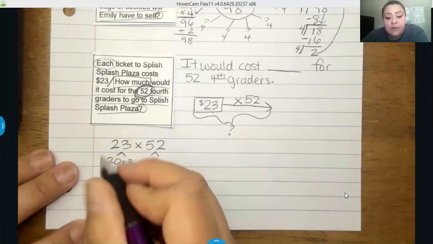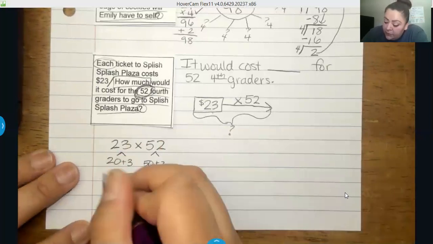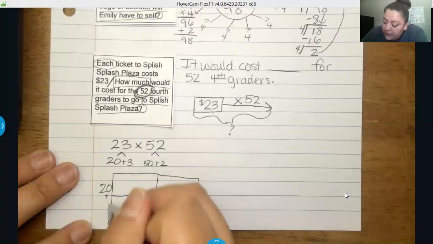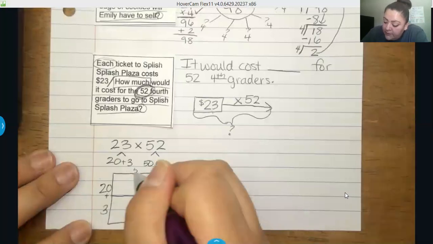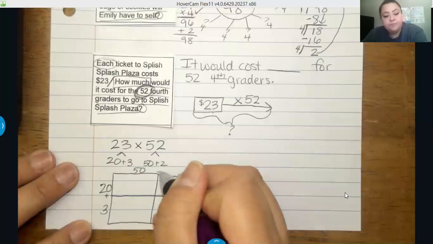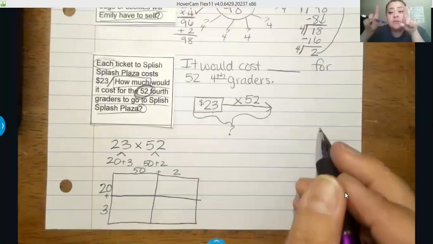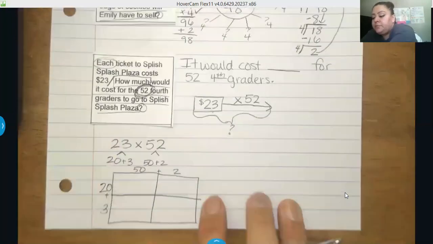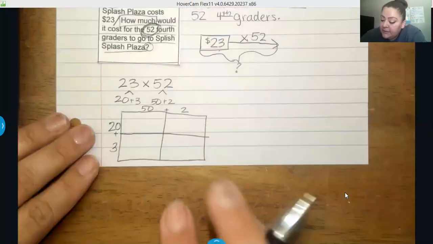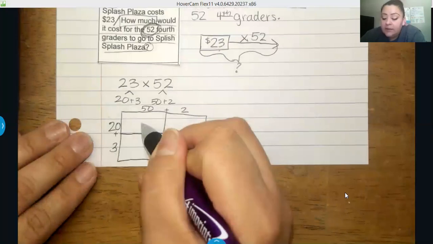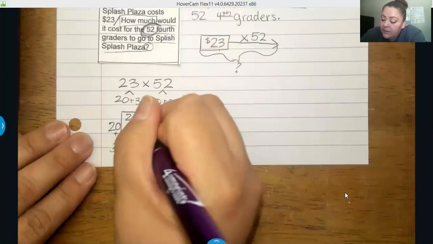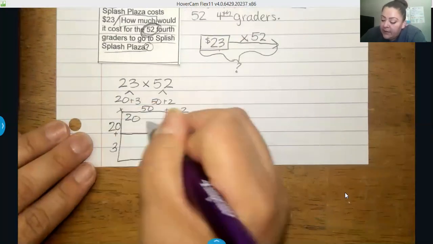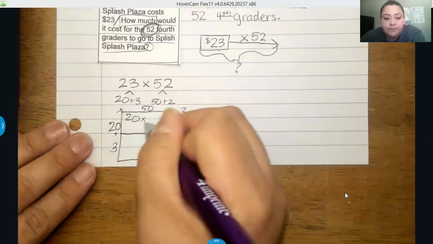So it doesn't matter what side it goes on. I'm going to do 20 plus 3 here, and then 50 plus 2 here, okay? So all you're doing is cross multiplying, okay? What that means is I'm in this box, I look to the left, I've got 20, and then we remember multiplying, so times, I look up, 50.